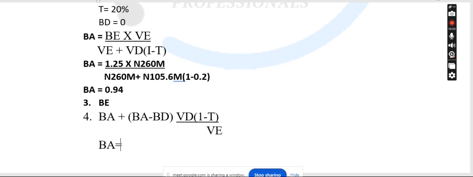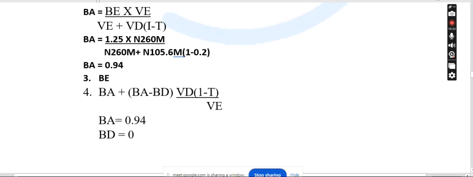Let me bring them out so that we'll see. BA, we already calculated it as 0.94. Now, BD, which is the beta debt of the proxy company, is 0 already. We saw that there's no beta debt for the proxy company. Now, the VD, don't forget that the value of debt is for the main company, just as I explained earlier. What is the value of debt? Value of debt is the market value.